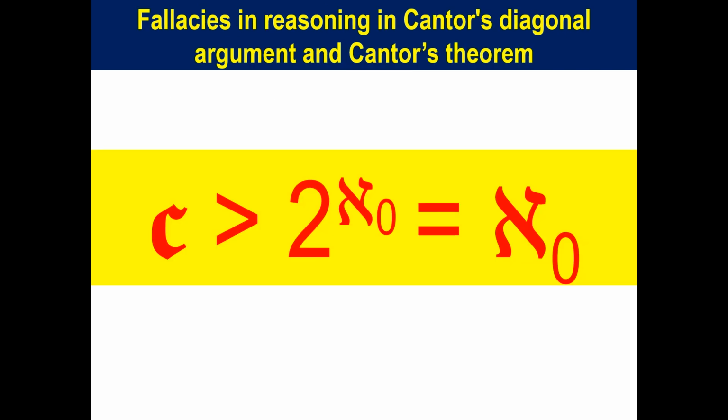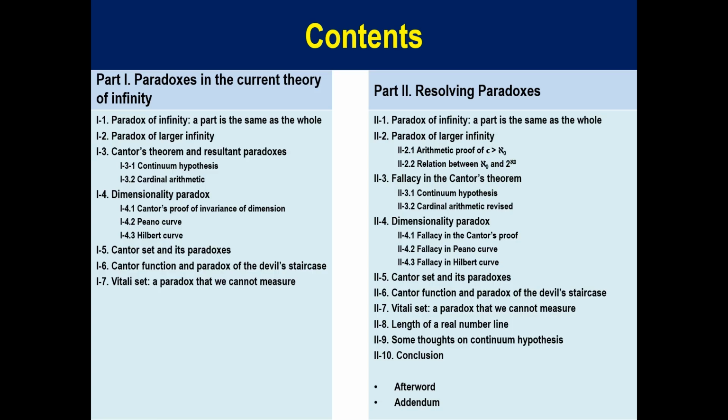But I show that there are fallacies in reasoning in Cantor's diagonal argument and Cantor's theorem, and will show that C is larger than 2 to the power aleph null, which is equal to aleph null. This resolves many paradoxes in the current theory of infinity.